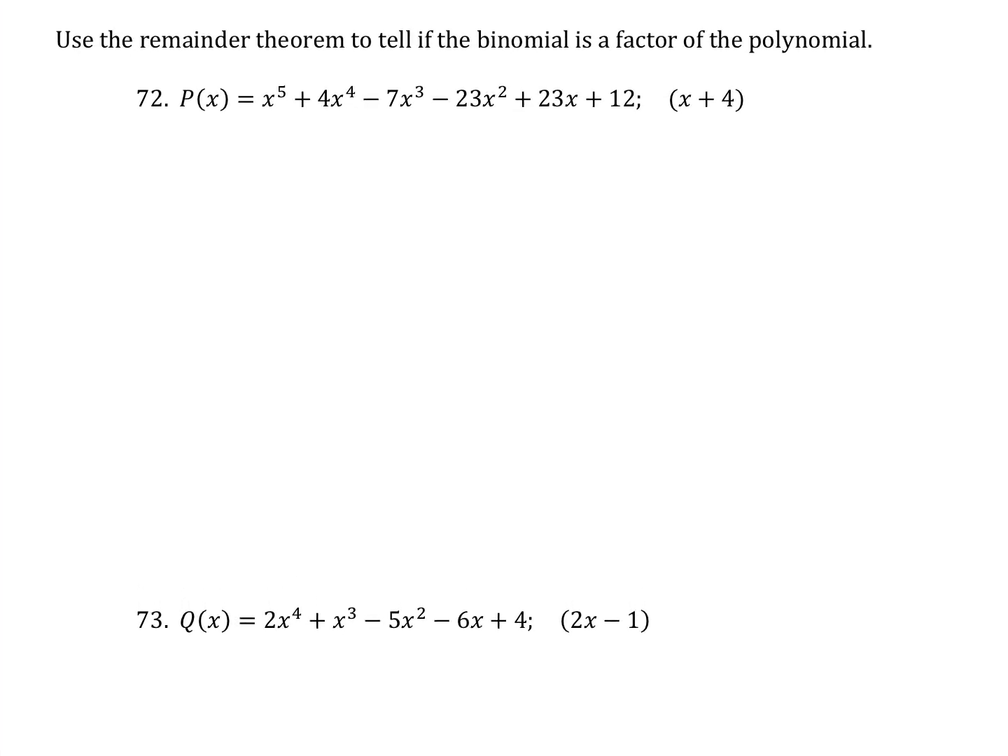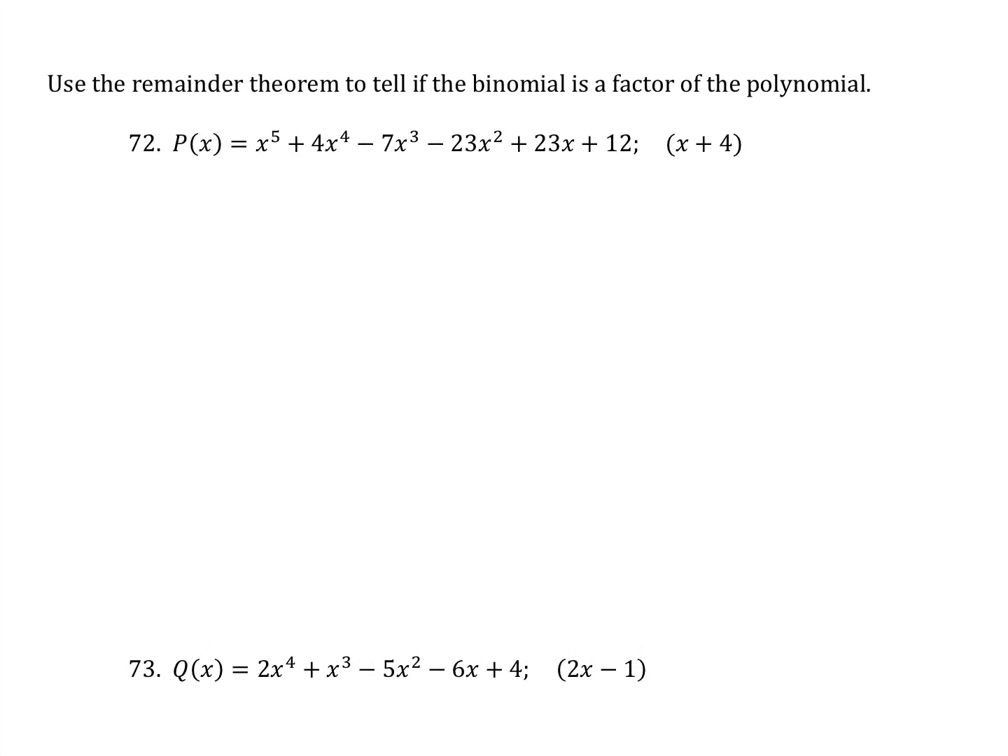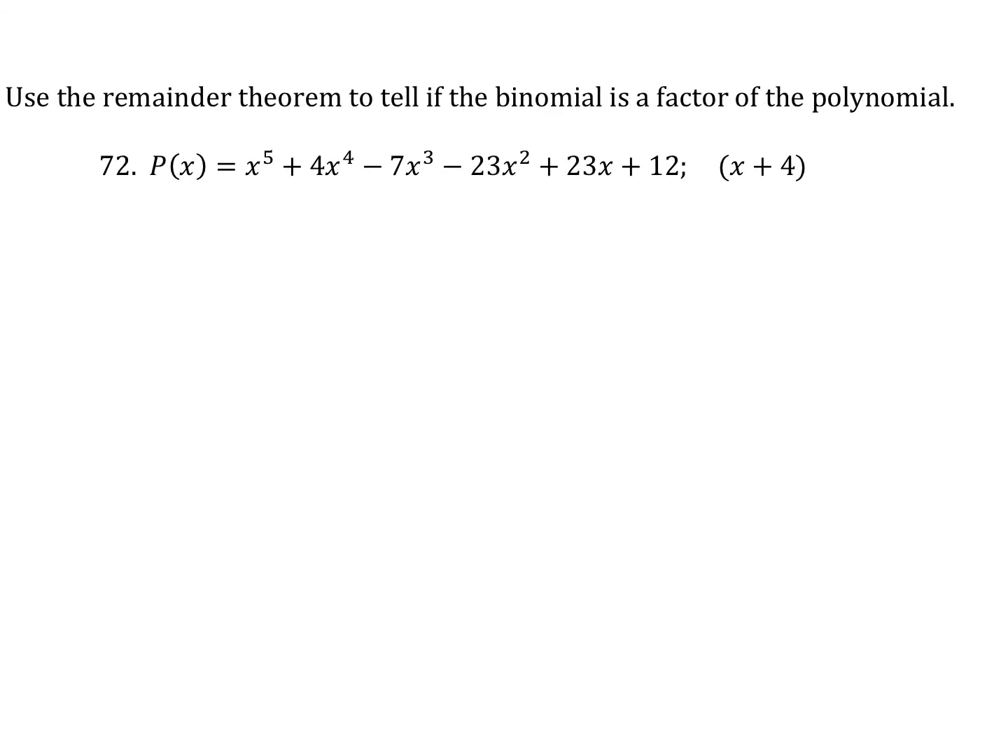For number 72 and 73, we are telling if the binomial that's given to us is a factor. Use your remainder theorem in order to do this. Solve the binomial for x. That number goes in your box. If you get 0 as a remainder, it's a factor. So for 72, we're given x plus 4, so that means that x is equal to negative 4. That's going to go in your box.